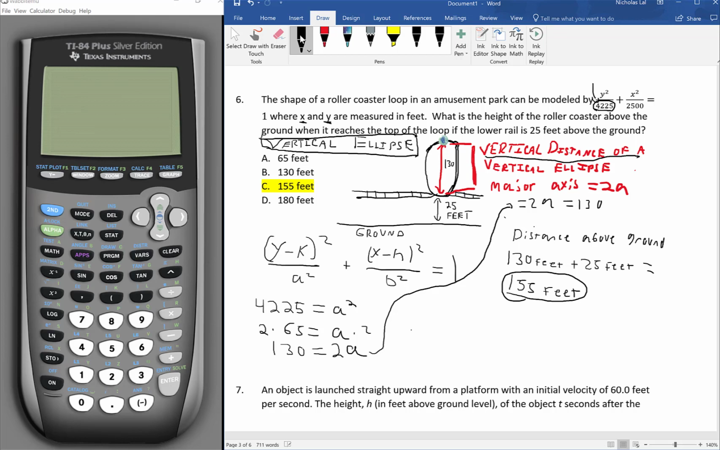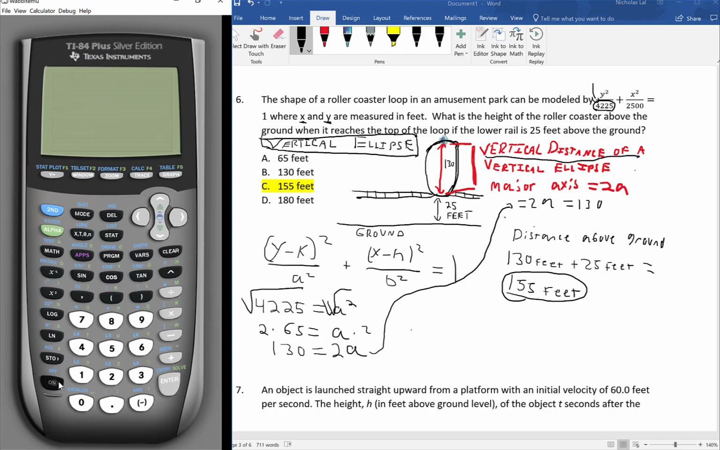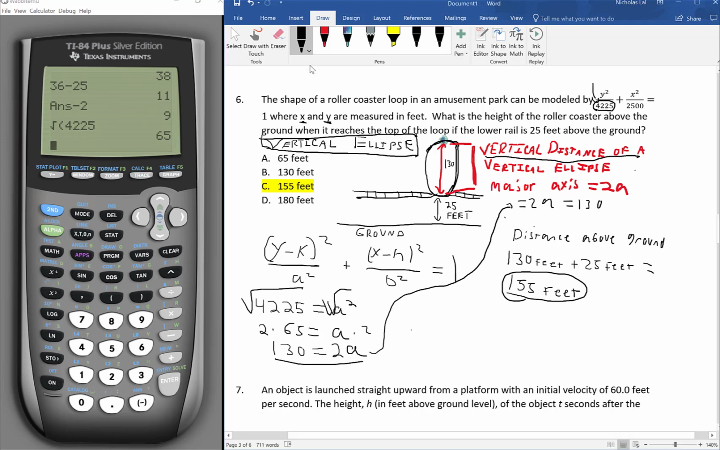So we need to take the square root. So the square root of a squared and the square root of 4,225 is 65. That value is 65. So that's equal to a, but we need to find the major axis length, which is 2a. So multiplying each side by 2, we get 130 equal to 2a. So our distance above the ground is 130 feet, which is the major axis of the ellipse, plus 25 feet where the ground starts. So 130 plus 25 is equal to 155 feet. So the answer choice to 6 is C.